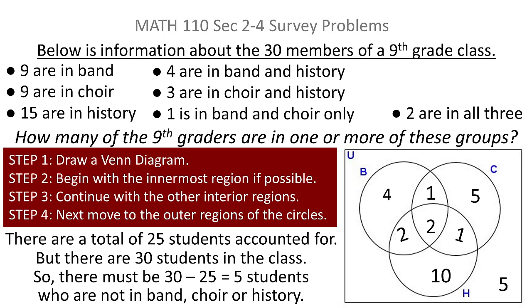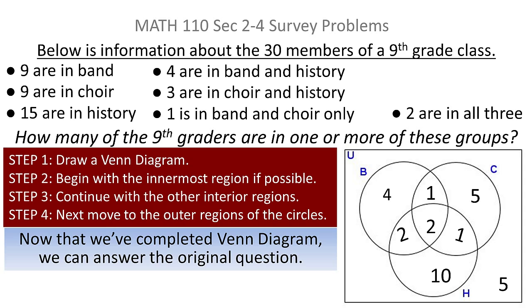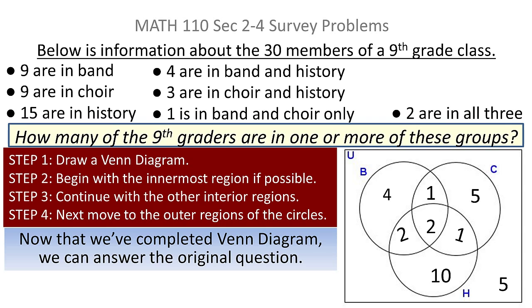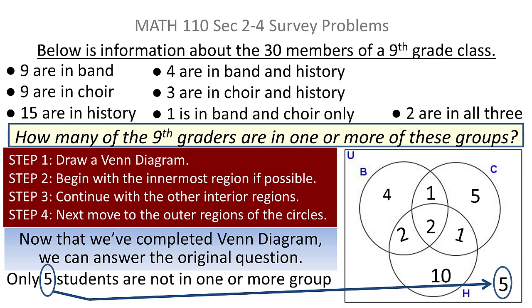At this point, I've completed my Venn diagram. I've labeled every section, every region of that Venn diagram. So now at this point, I am ready to go back and look at the original question. Now the original question says how many of those 9th graders are in one or more of these groups. Well, that's easy, because what I really know is that there are only 5 that aren't in one or more.